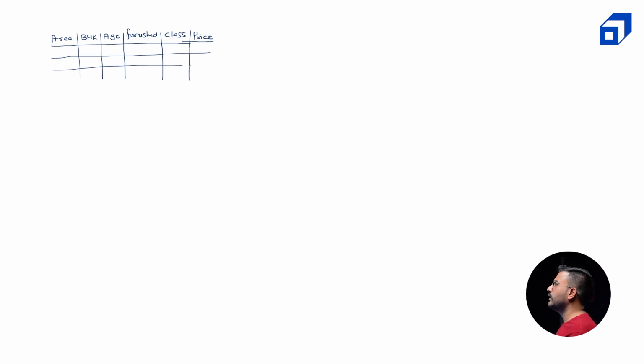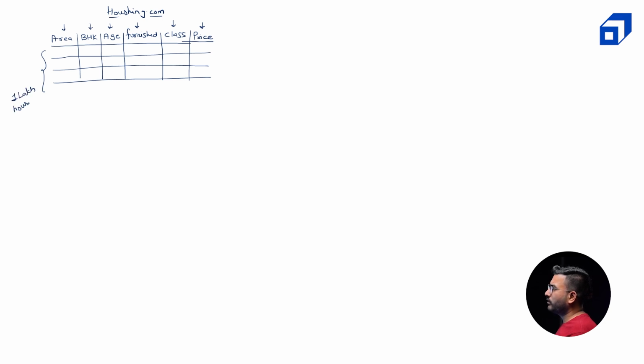This is data that has been gathered, let's say, by some website. Let's take the example of housing.com. Let's say they have collected this data after doing a wide range survey, and they have picked up various houses with their various features like area, number of BHK, age of the house, furnishing status, class of the area, and then the price of the house. Let's say we have the data of 1 lakh houses.